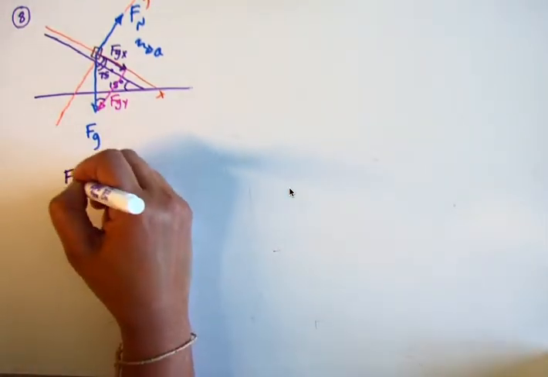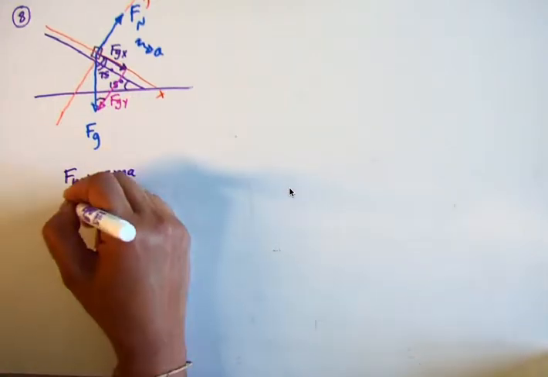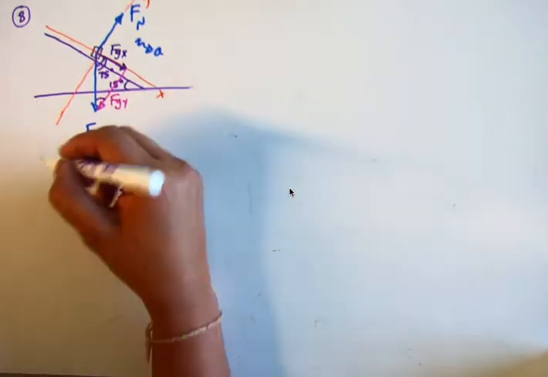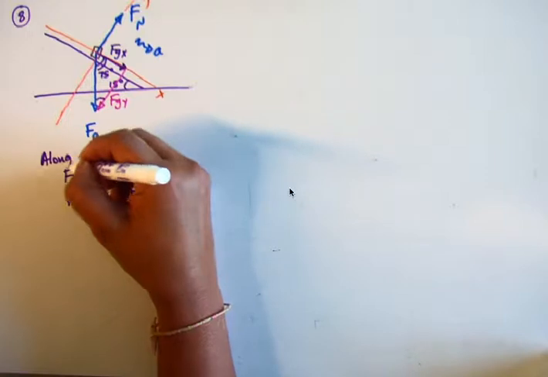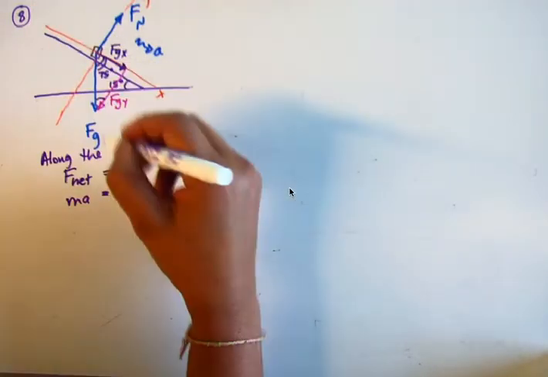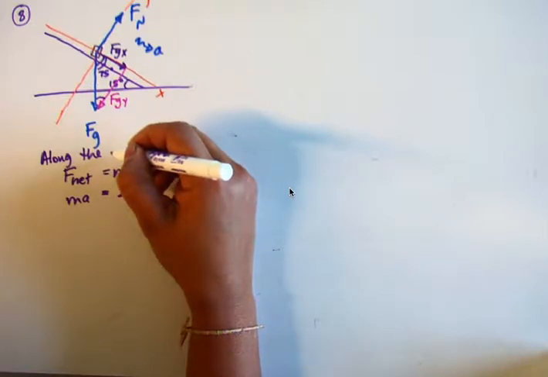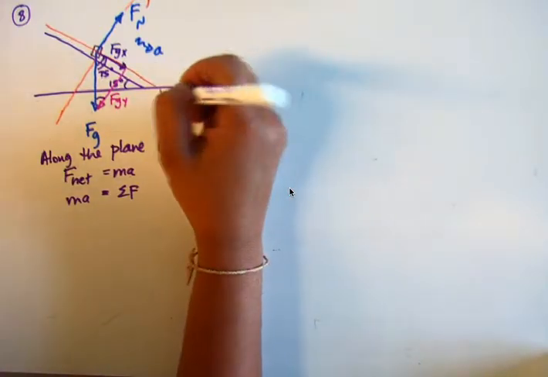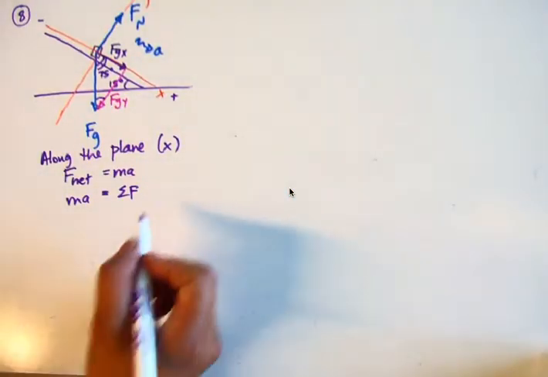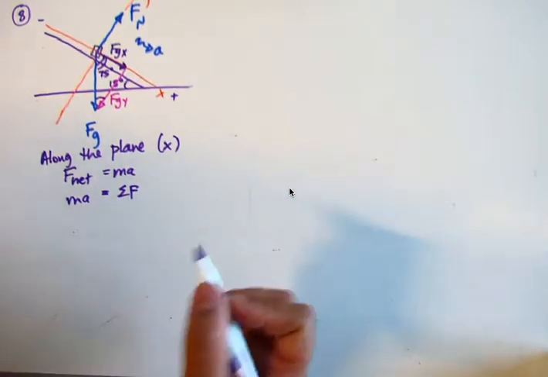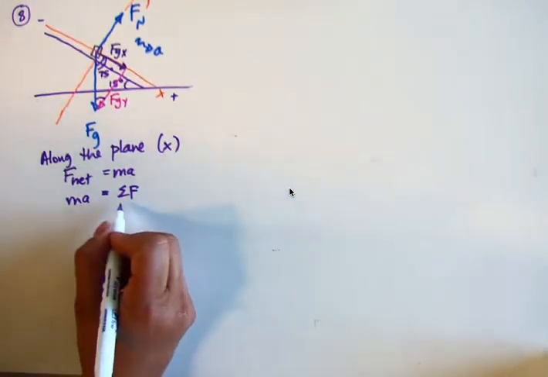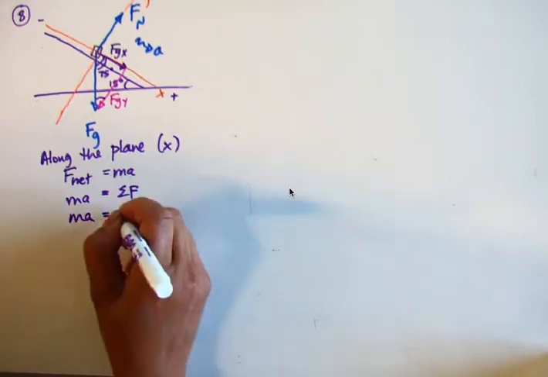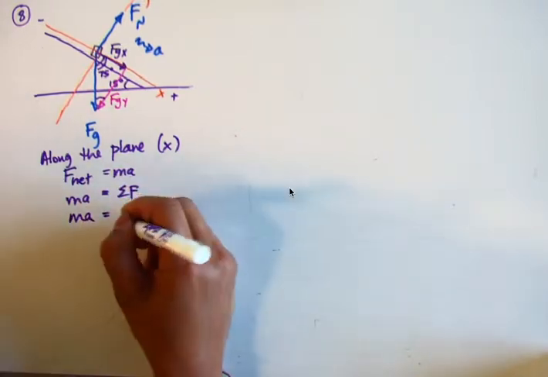F net equals ma. ma equals the sum of the forces. And I should point out here that we are actually looking at this along the plane. We're not trying to do the whole thing at the same time, although you could. We're just looking at along the plane, and by that we mean the x direction. We can call this the positive x direction and this the negative x direction. So what we're seeing here is that the only force acting in the x direction is the force of gravity in the x direction. So ma, the sum of the forces, simply comes down to just Fgx.